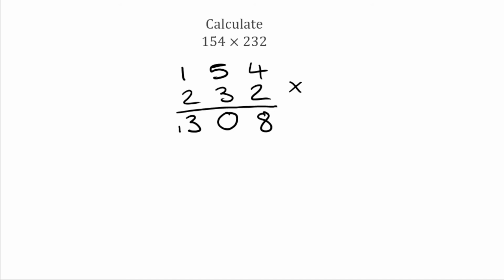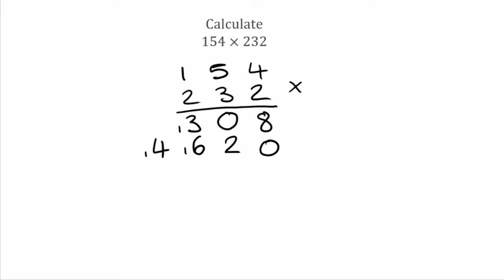We're then moving over a column to this 3, so I need a placeholder here. So I put in my 0 in this column. I've then got 3 times 4, which is 12. So 2 in this column, carry over the 1. I've then got 3 times 5, which is 15. Add on the 1 is 16. So 6 in this column, carry over a 1. And then I've got 3 times 1, which is 3. Add on the 1, that gives me a 4.